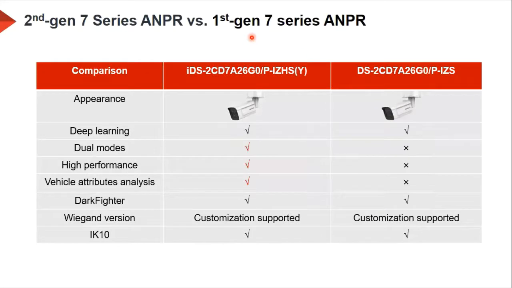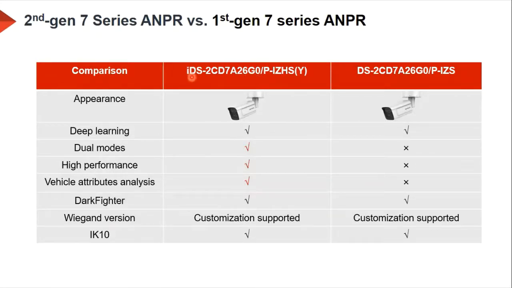The difference is basically this. All right, so you can see, first of all, with the model number, DS versus IDS. All right, so the IDS means it's got more intelligent features built in, so deep learning in this camera. The rest is basically the same, so 2CD7826G04/P, 2CD7826G0/P. So the main difference there in the model number is the I in front.